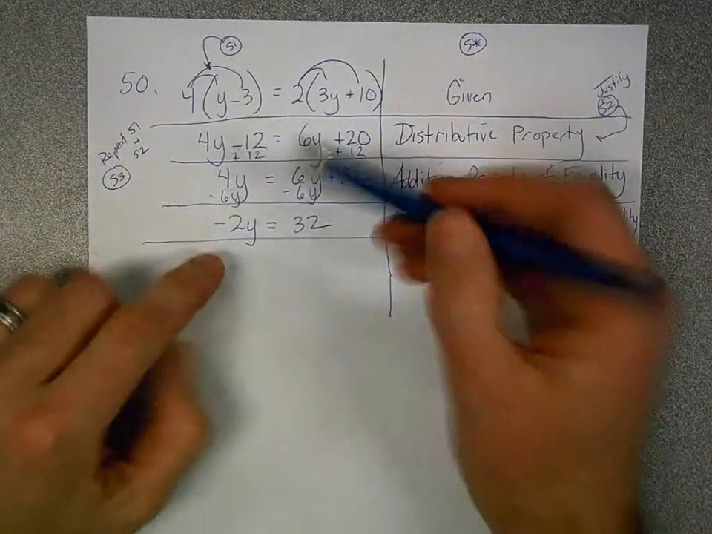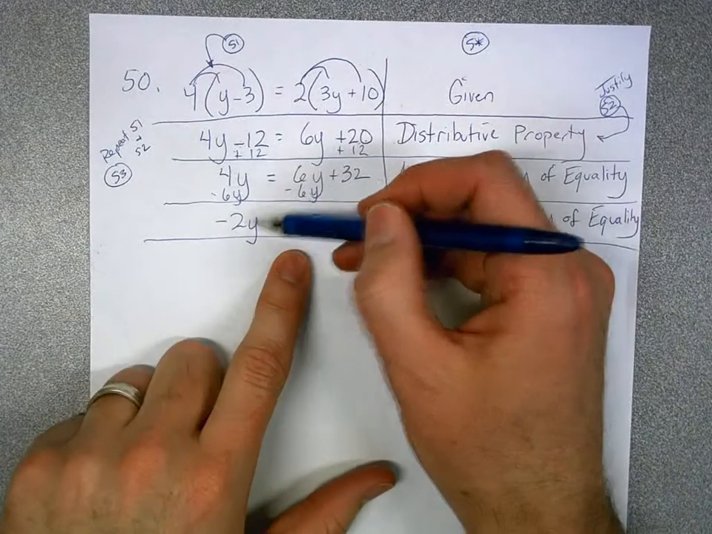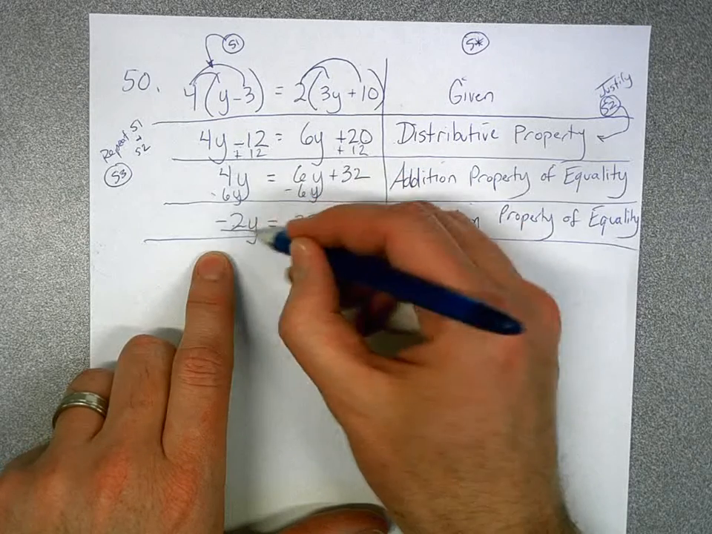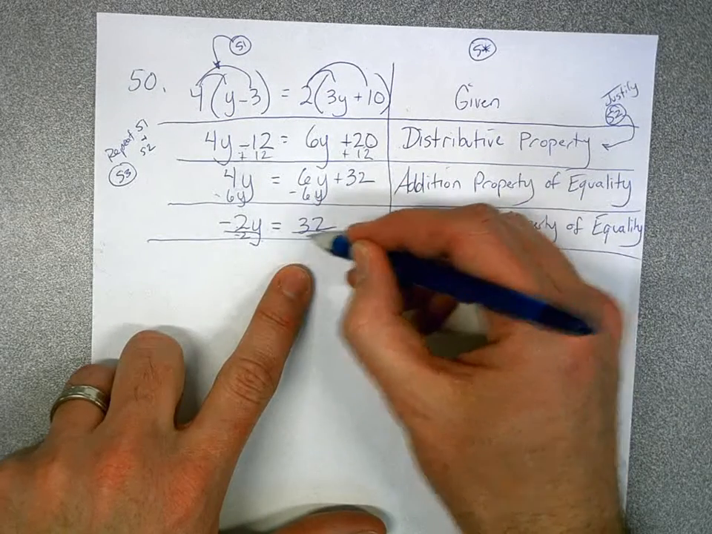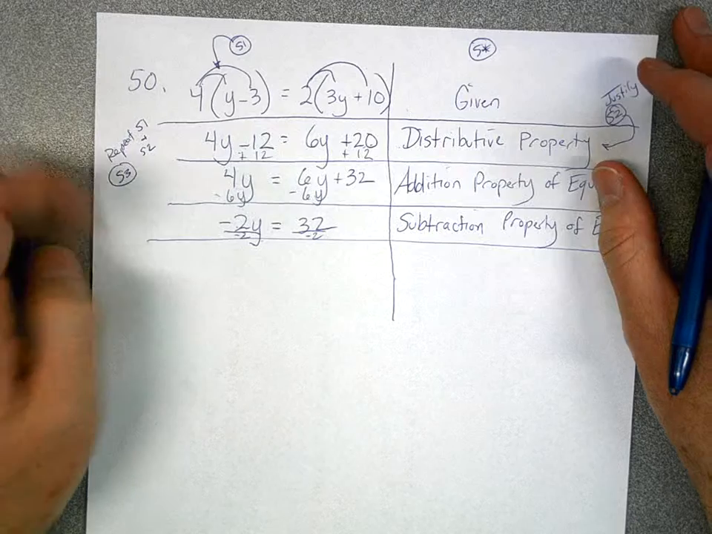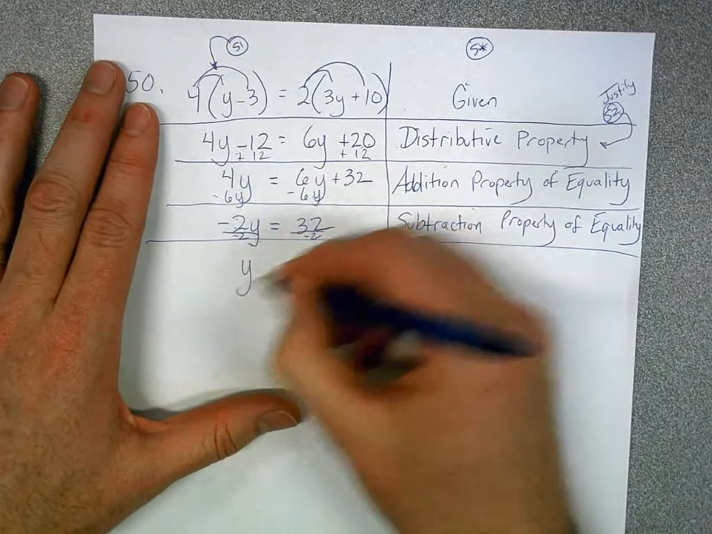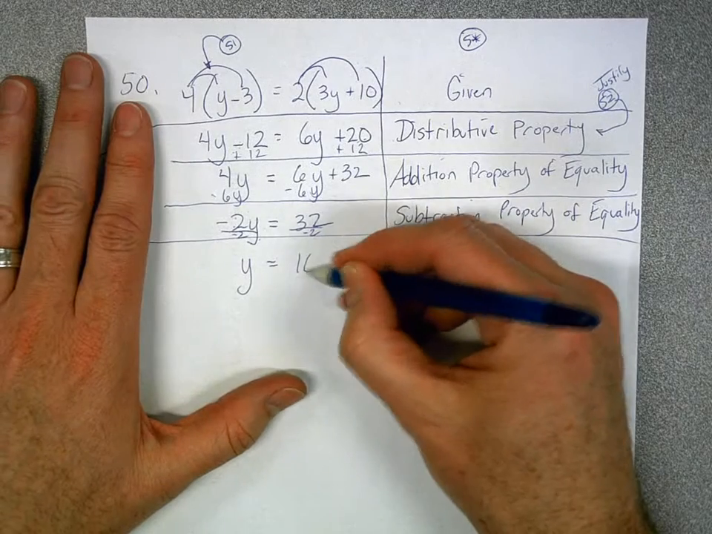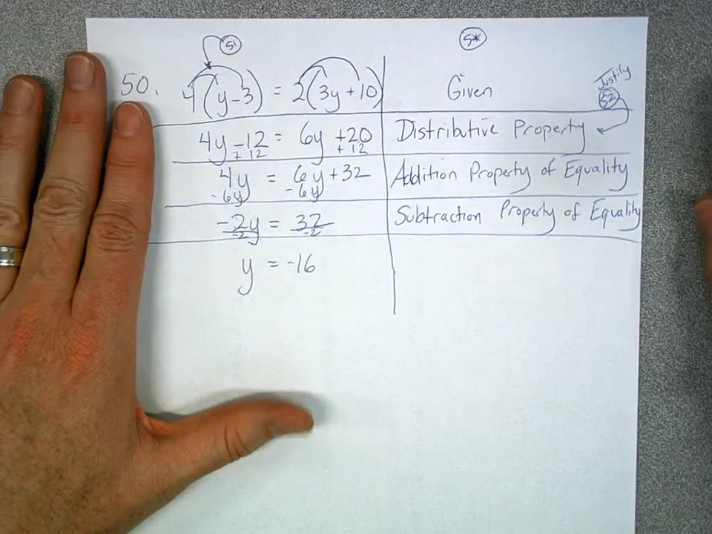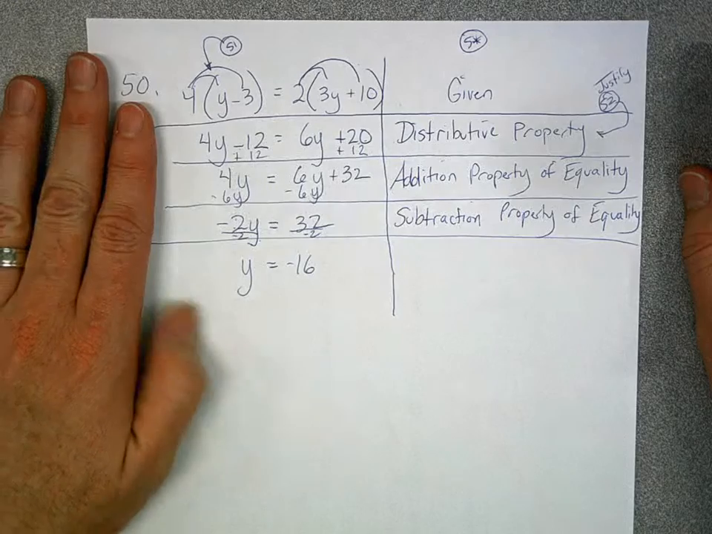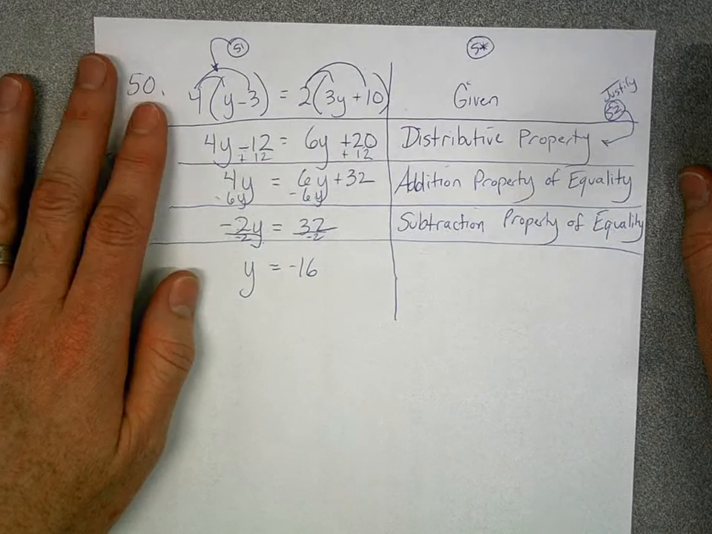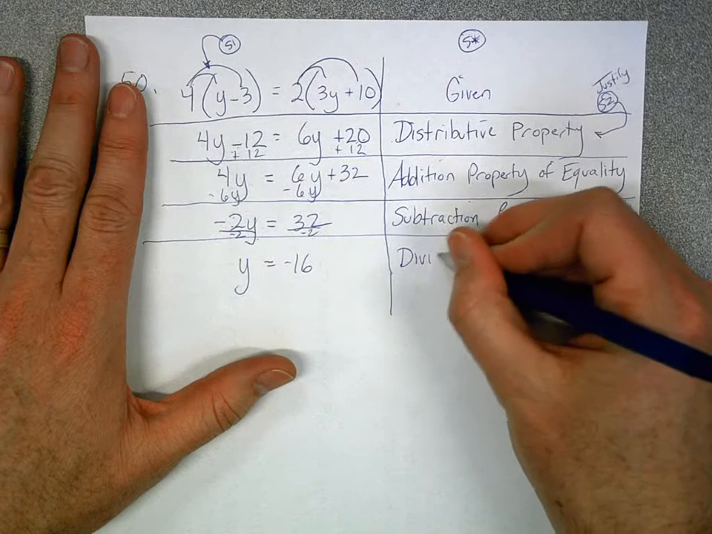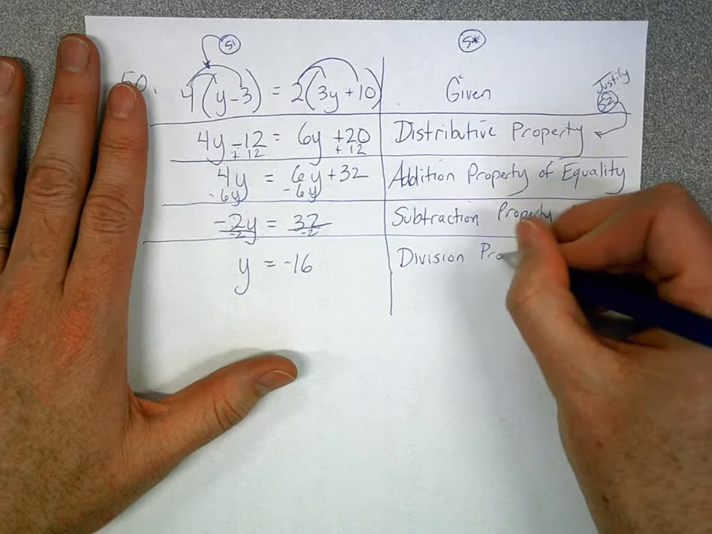All right, right here, I have my y. It's being multiplied with negative 2, so I'm going to divide by negative 2 here and negative 2 here. Those cancel, so we'd end up with y is equal to, and then 32 divided by 2 is 16, but of course positive divided by a negative is a negative 16. And ladies and gentlemen, we just did what? Division property of equality.